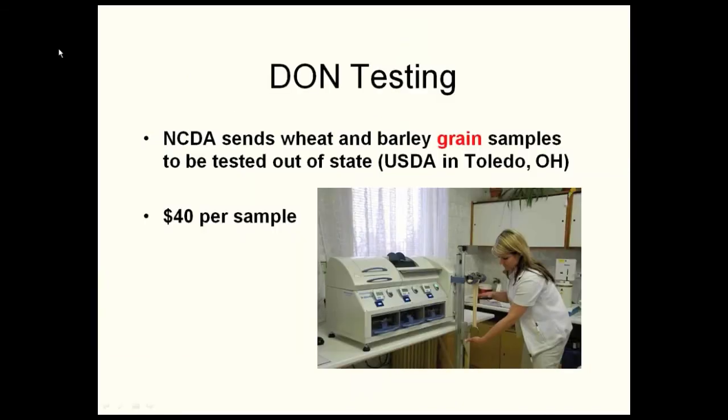Number one, you might get a DON test to find out how bad your problem is. Those are available. You send a sample of your wheat to the NCDA, and they will not test it in-house. They will send it to a USDA lab in Toledo, Ohio, and for $40 you'll get a parts per million of DON back. So that will give you some information that's probably useful.